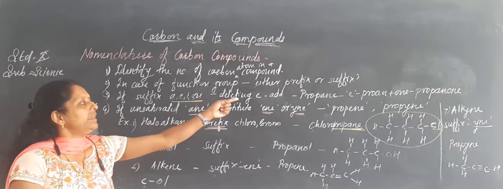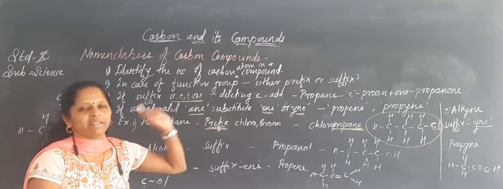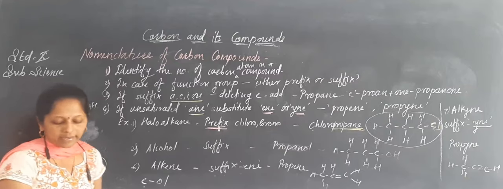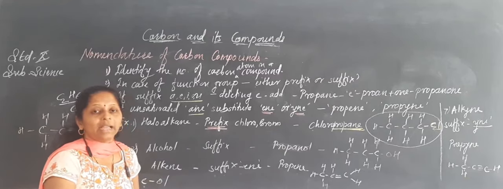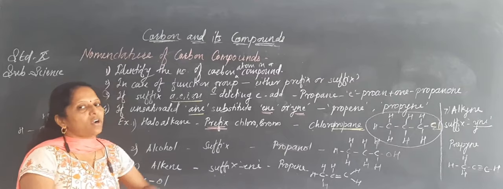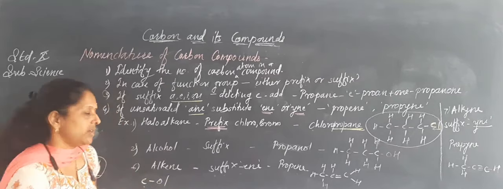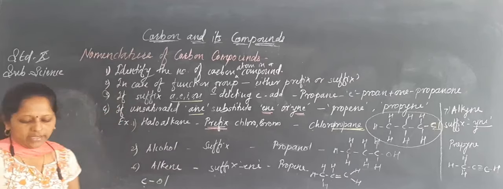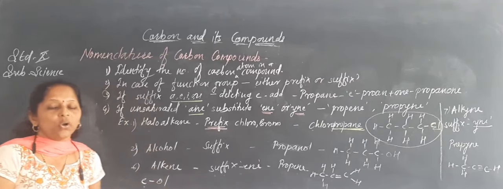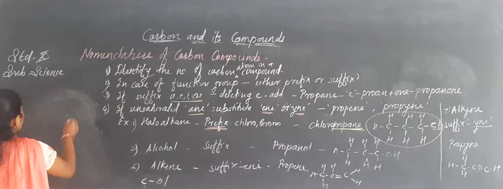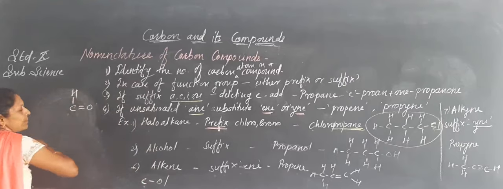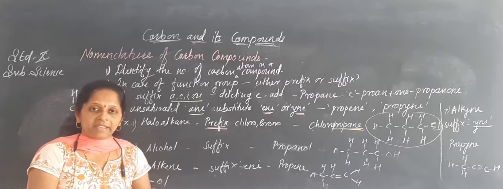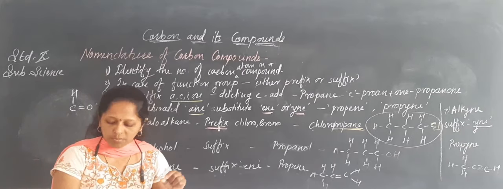How does ketone naming work? The E is replaced by ONE, so if propane is there, you write propanone. If an aldehyde group is there, here also you should use a suffix. Whenever an aldehyde group is there, there is a CHO group in it, so keep in your mind that CHO is the aldehyde group, and whenever it is there you should use a suffix.